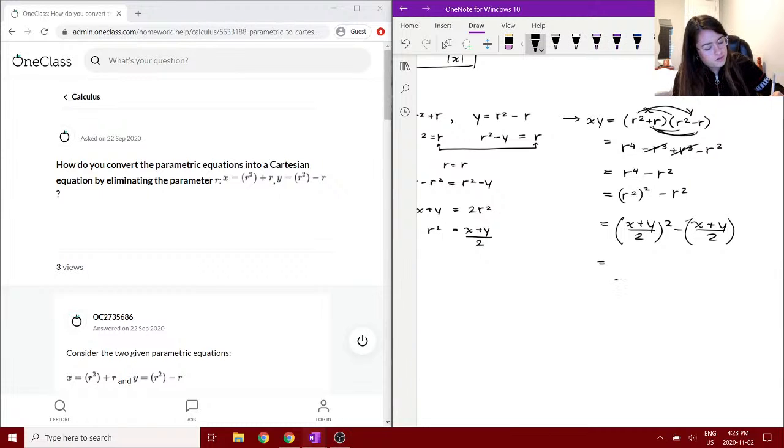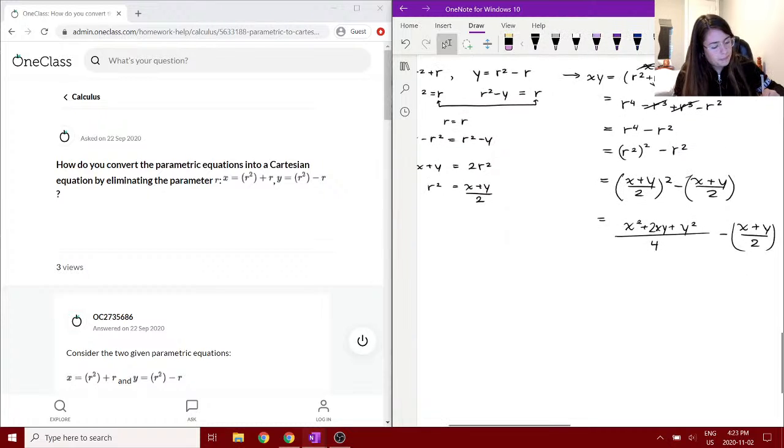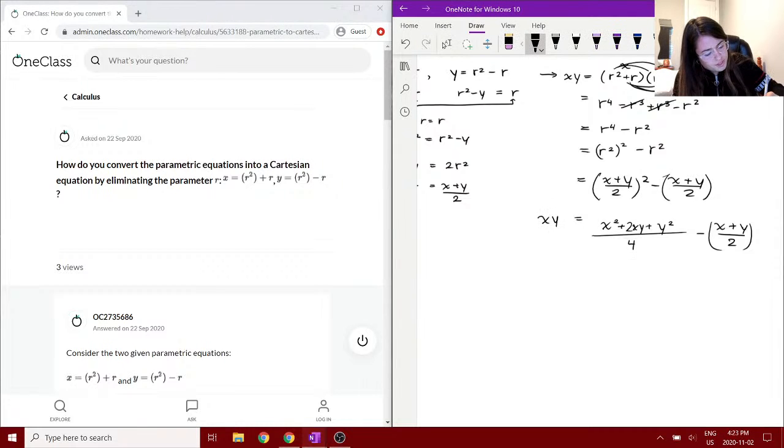Okay, so, well, in the denominator we have 2 squared, which is 4, and then I like to think of the little saying, square the first, square the last, and then in the middle we have the first times the last and doubled. Minus x plus y divided by 2, that just stays the same. And don't forget we have an x and y on the other side.